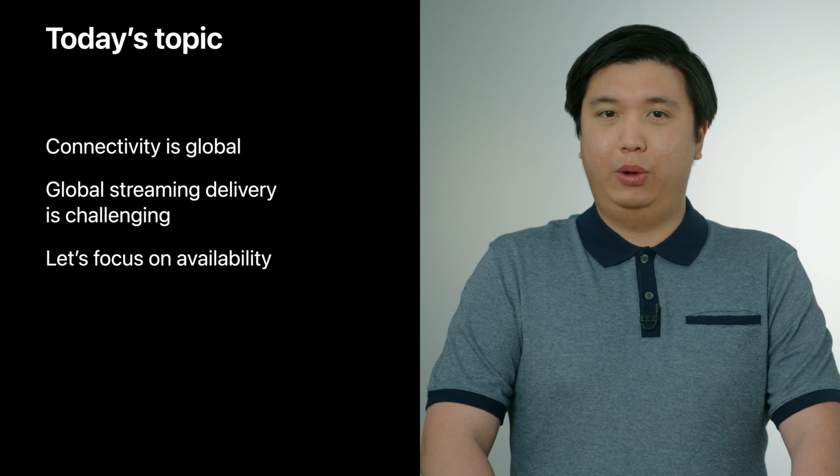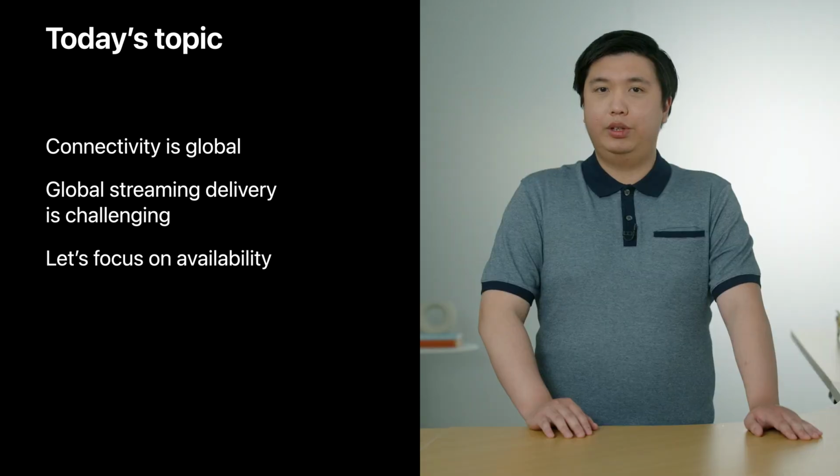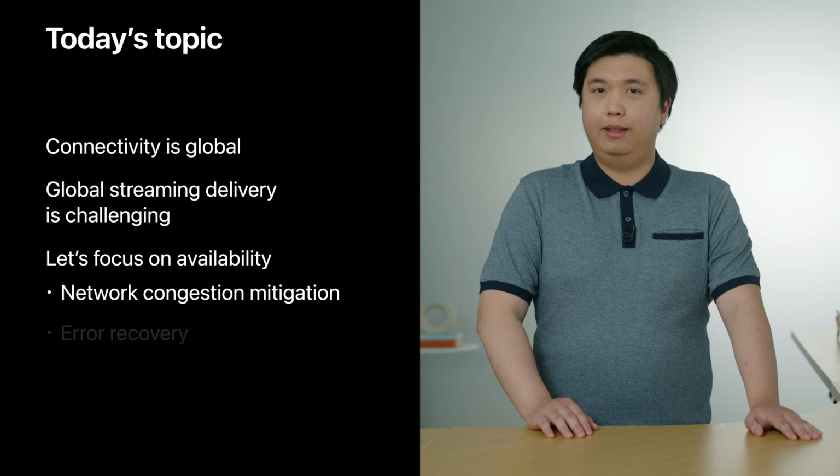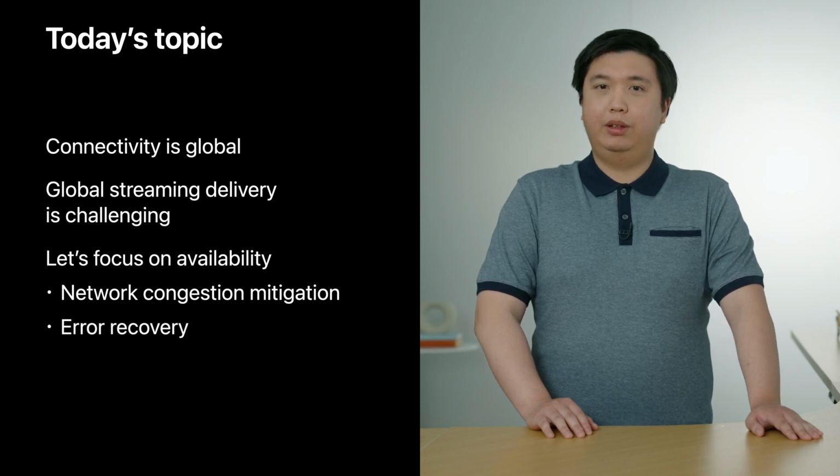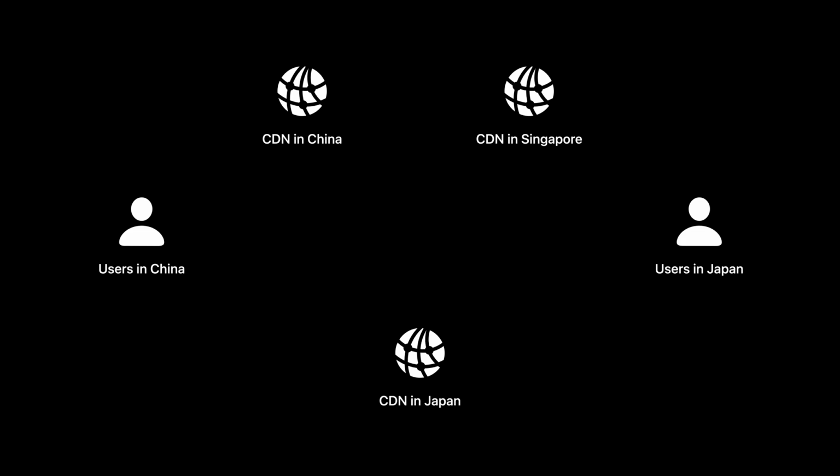Today, we'll be focusing on the problem of availability, specifically network congestion mitigation and error recovery. To help us understand these problems, let's take a look at an example. Let's assume a popular streaming provider in Asia deploys its CDN infrastructures in the following three countries: China, Japan, and Singapore. In this graph, we are showing a state where everything is working in perfect condition. We have users in China streaming from the Chinese CDN and users from Japan streaming from the Japanese CDN. And both CDN networks are performing at capable level.